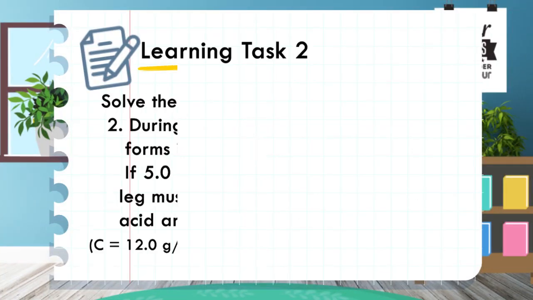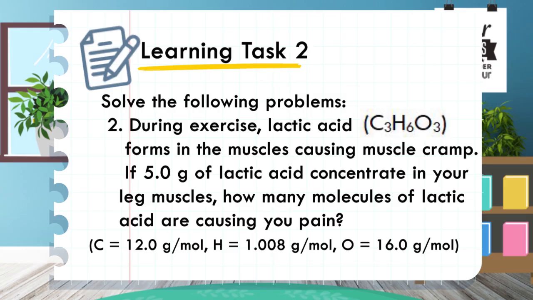Number 2. During exercise, lactic acid or C3H6O3 forms in the muscle, causing muscle cramp. If 5 grams of lactic acid concentrate in your leg muscles, how many molecules of lactic acid are causing your pain? There are 12.0 grams per mole in carbon. In hydrogen, there is 1.008 grams per mole. For oxygen, there is 16 grams per mole.